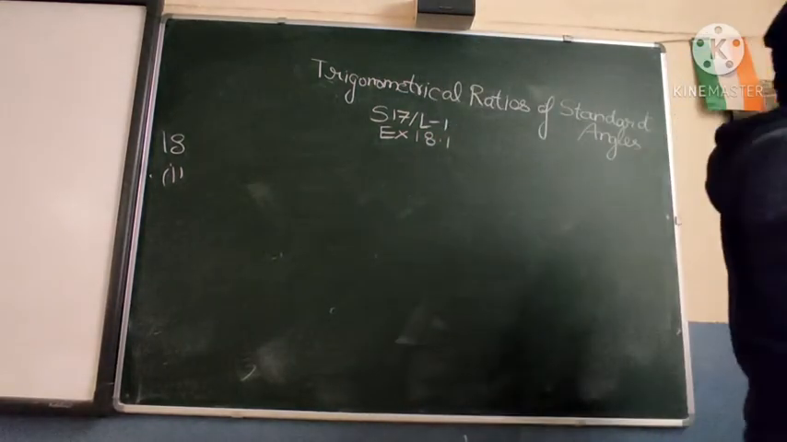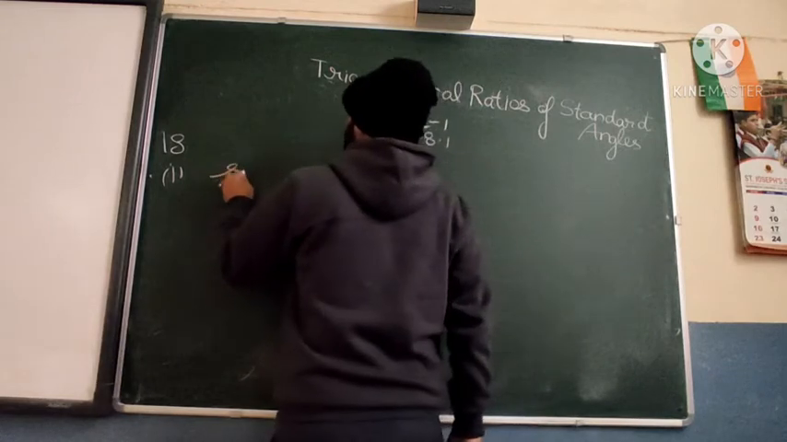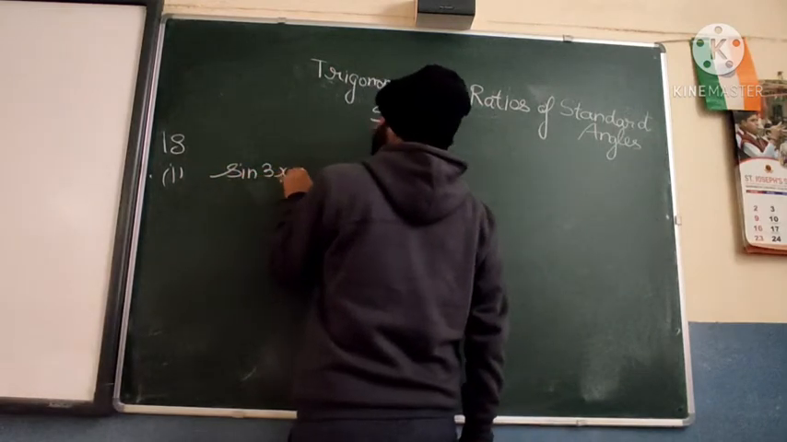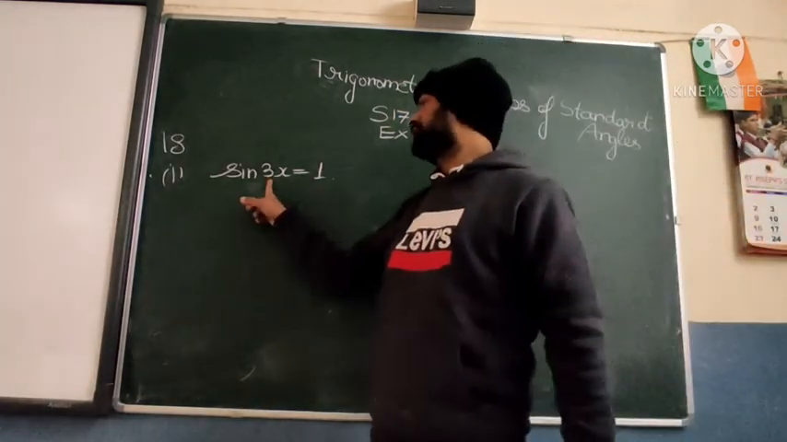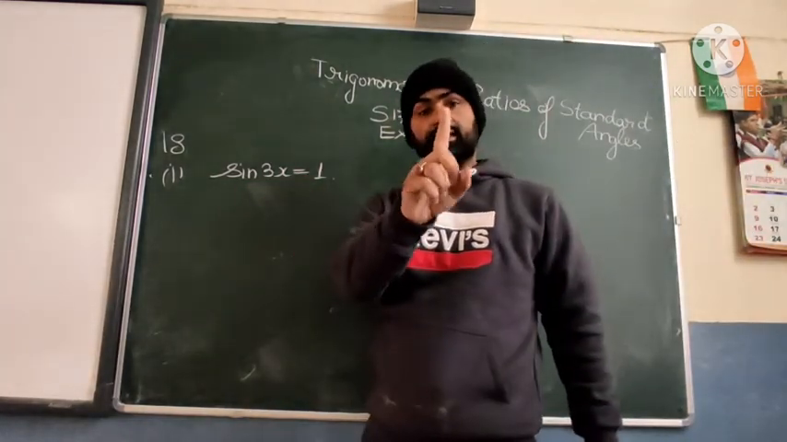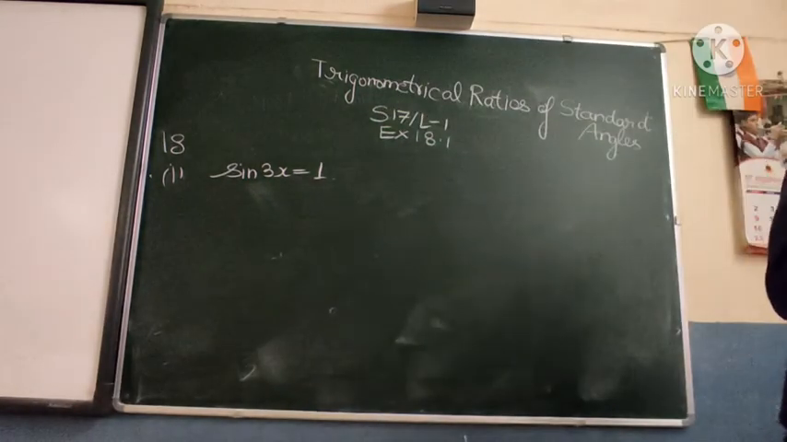And question number 18, first part is what? Sin 3x equal to 1. Now you tell me, for which value of theta of sin you are getting 1? 90 degree. Sin 90 is 1. So what will we write? Sin 3x equal to 1.